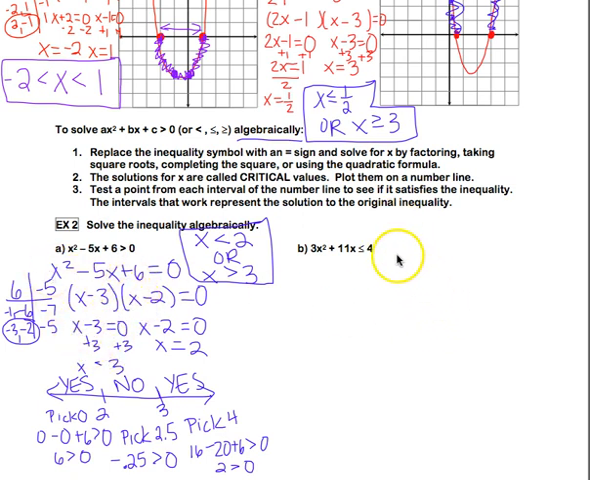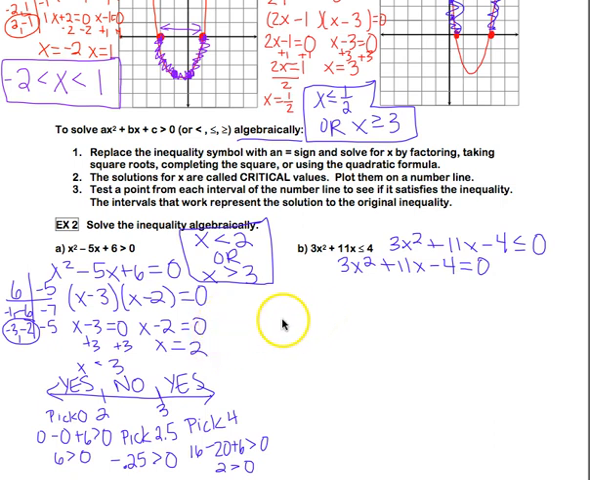All right, last one. First thing I need to do on B is I need to get the 4 moved to the other side because I don't have it in standard form with the 0 on the right yet. So subtract 4 from both sides first, which gives us this. Then we go ahead and replace our inequality symbol with an equal sign. And then I'm going to solve by factoring.